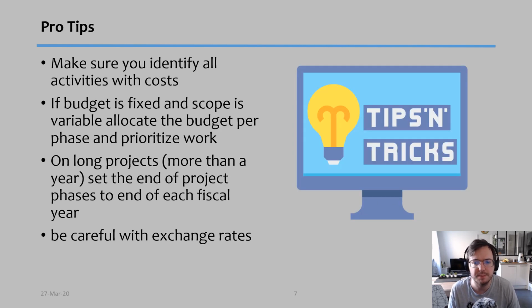Finally, some tips and tricks that I would like to point out. Make sure when you're creating the budget that you identify all the activities that have a cost associated. Tip number 2 is, if your budget is fixed, but somehow the work you have to do is a little bit flexible, then divide your budget by phases, and then for each phase you prioritize the work. Once you run out of money for that phase, then you stop and move to the next phase.